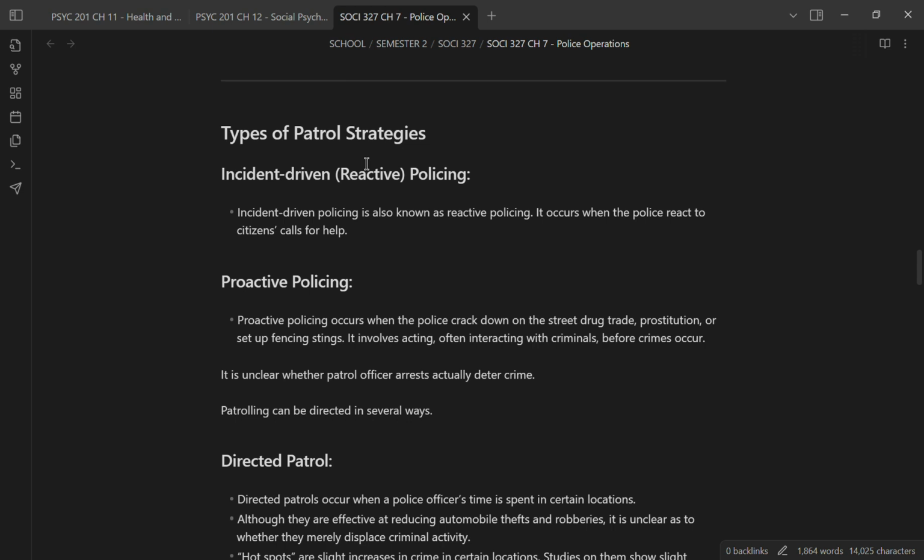Proactive policing, which is where you're kind of already on the street, you're looking out for crime. You're cracking down on drugs, prostitution, etc. You're interacting with these criminals before crimes occur. Now, it's important to realize it's not really 100% clear if patrol officer arrests actually deter crime, but patrolling can be directed in several ways.